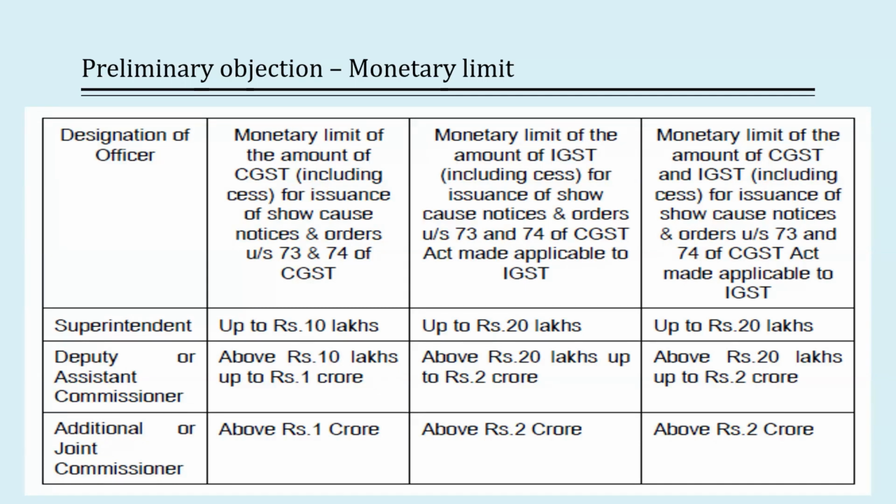Assume your show cause notice value is 25 lakhs and superintendent has issued the show cause notice. Is it valid? No. Why? Superintendent has the power to issue a show cause notice up to 20 lakh. There and then itself it is invalid. If the 25 lakh demand is made by a superintendent, just take this preliminary objection and the show cause notice will be invalid. So this is the importance of seeing who has issued the show cause notice and what is the value involved in the notice.